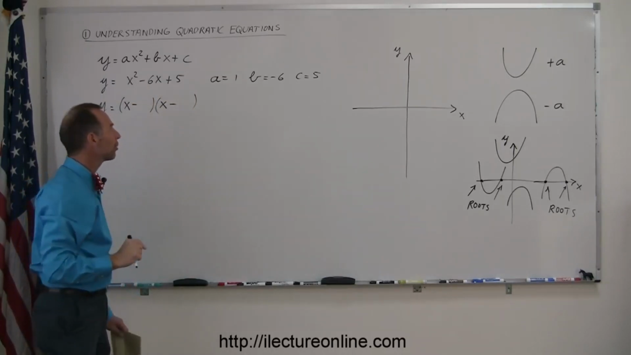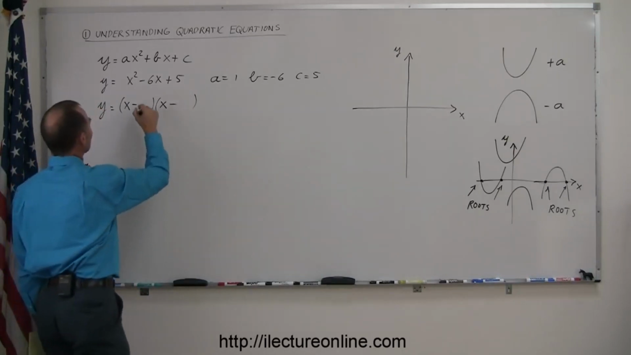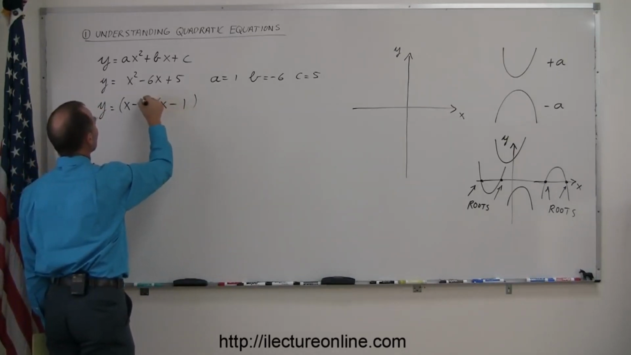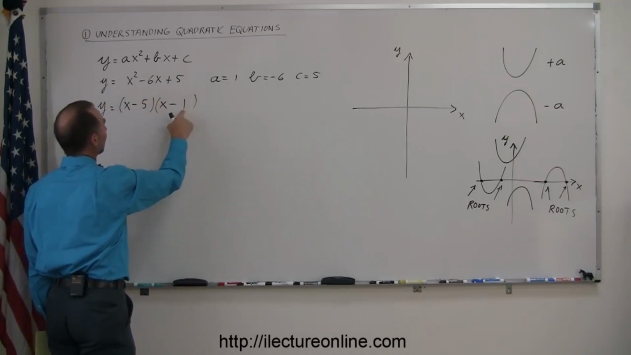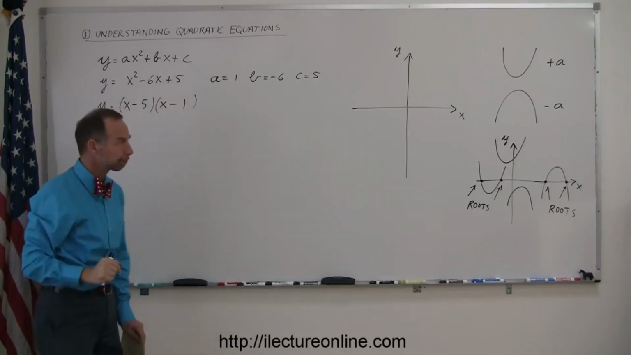So now we're looking for two numbers. When you multiply them, you get a 5. When you add them, you get a 6. So it looks like a 5 and a 1. Because if I multiply x times a negative 1 and multiply negative 5 times an x and add them together, I get a negative 6x, my middle term. All right.